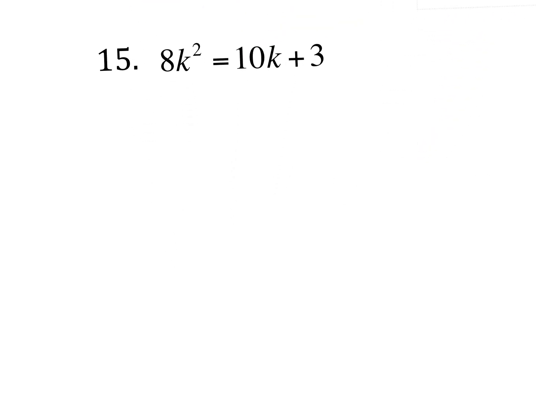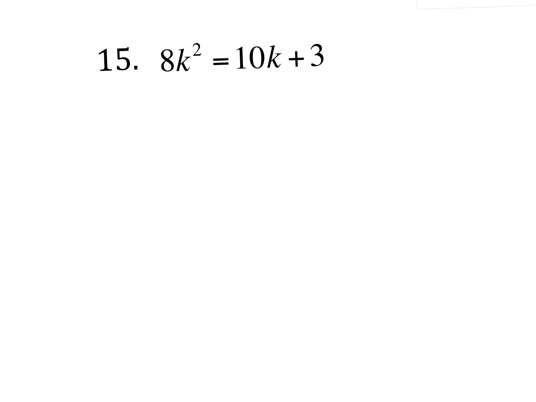Regardless if I go O2 or quadratic formula, I need this to be equal to 0 first. What do you want to do first? Do we want to subtract 8k squared or minus the 10k minus the 3? I like keeping my x squared positive like Beck was saying, but you can subtract 8k squared. I just don't like having a negative x squared personally. What are we doing? Let's make a class choice.